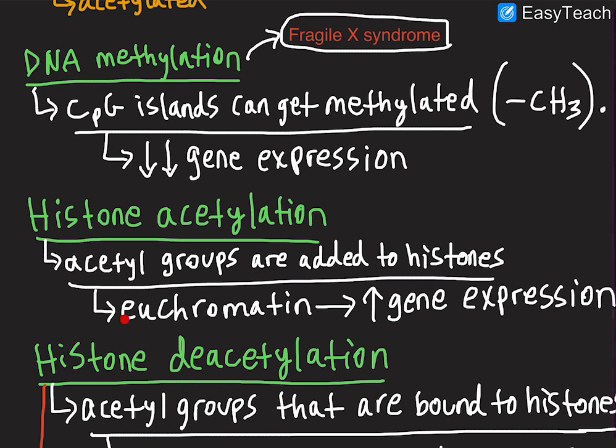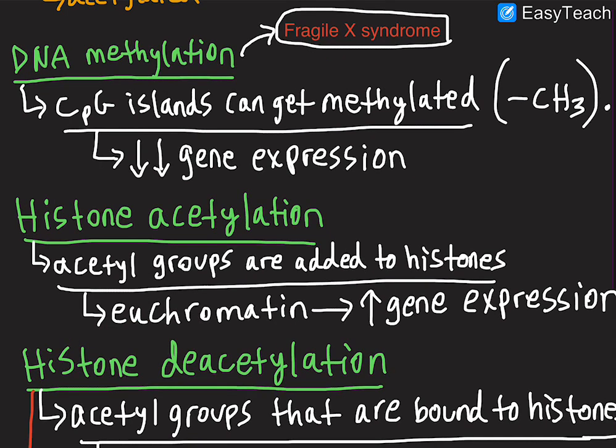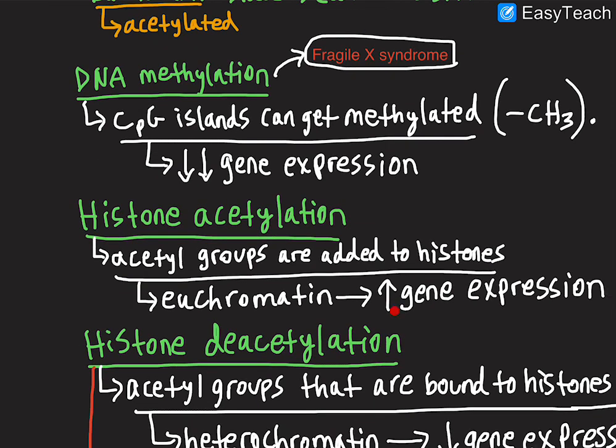Since you reduce the positive charge, the histones won't really interact that tightly with the DNA anymore. So you're technically making euchromatin, right? You're making a loose interaction between the histones and the DNA, which means acetylation increases gene expression. So methylation decreases gene expression, acetylation increases gene expression.